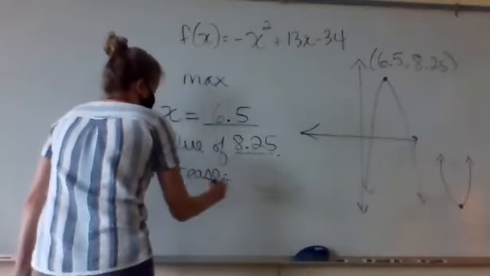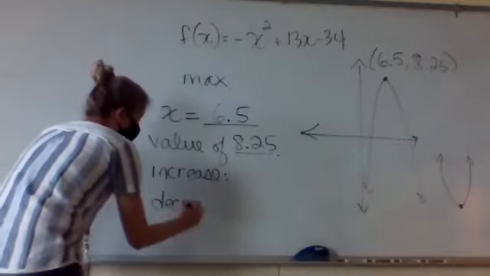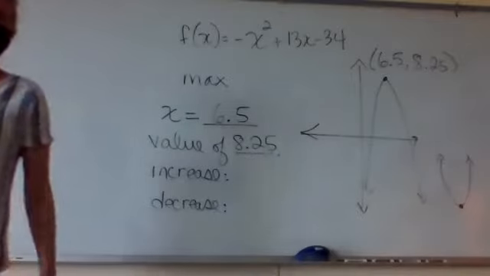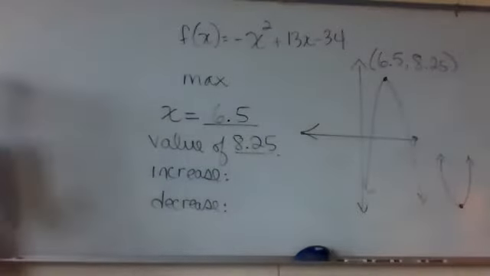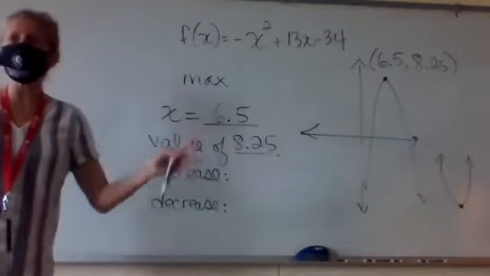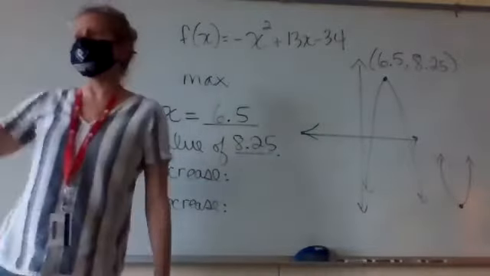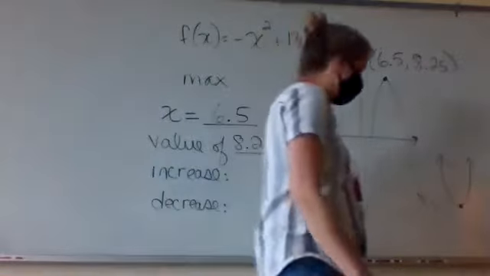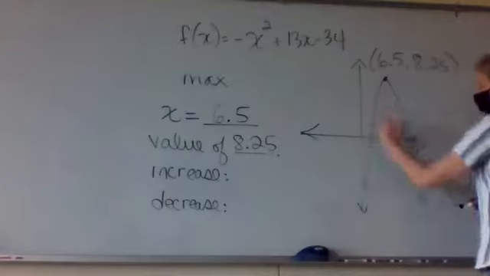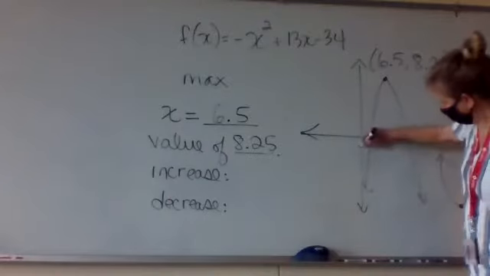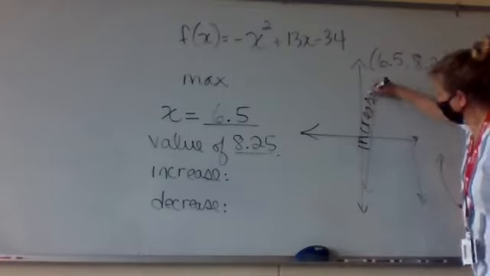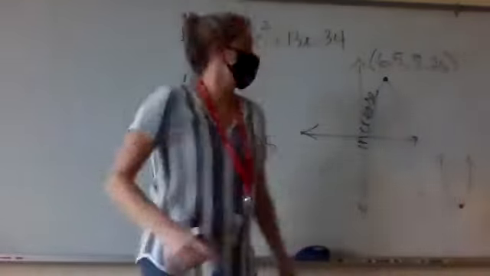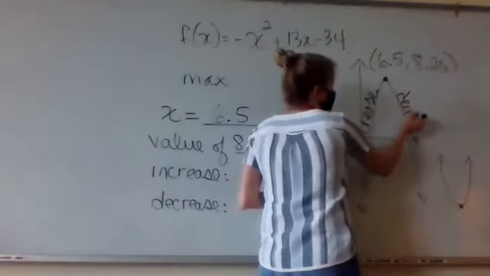And then the last part wants to know, where is it increasing and decreasing? What do increase and decrease use? Remember, it's always parentheses and x coordinates. So the left side of this is increasing, right? The value is going up. So that's my increased side. Once it hits the maximum, what's it start doing? It starts going down. So this is my decreased side.